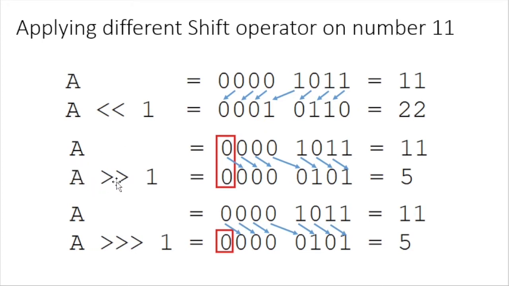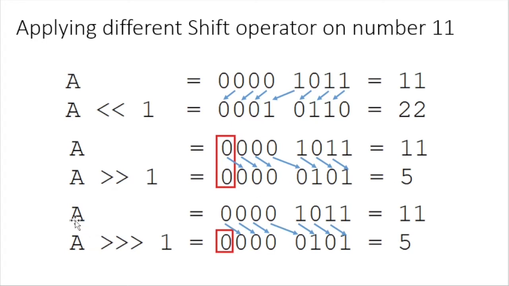Similarly, let's take the signed right shift operator, shifting by 1 bit. If you see, we are maintaining the sign here. We are moving all the bits by 1 bit on the right side, and at the same time we are maintaining the sign. The 11 becomes 5 now. It is like dividing 11 by 2 to the power 1, so integer division gives 5. You can think of it that way.